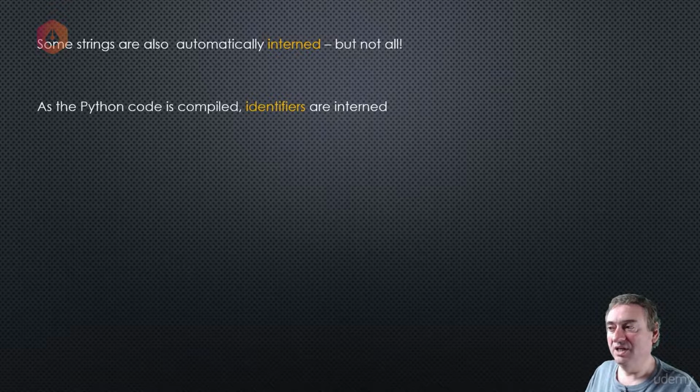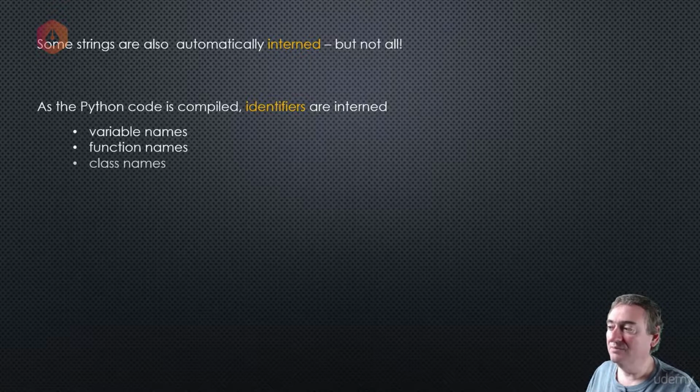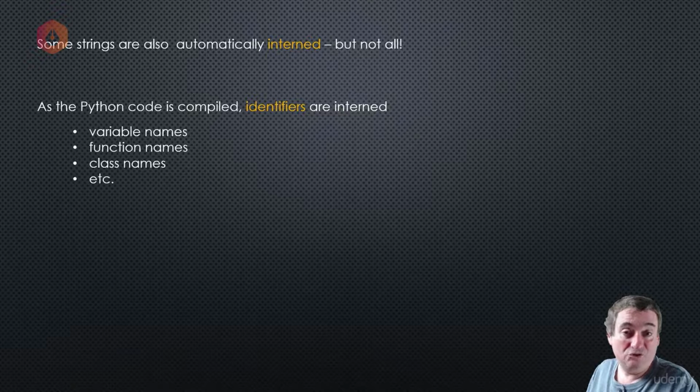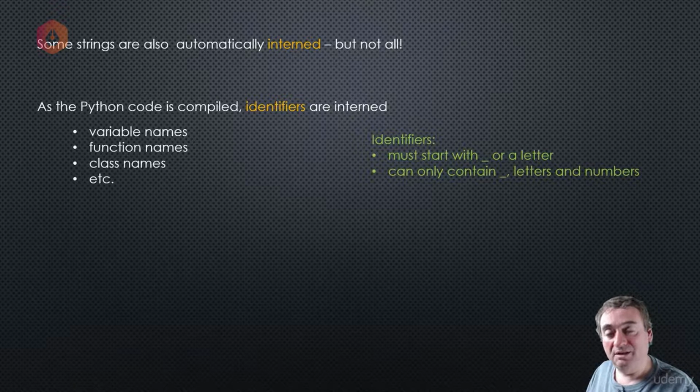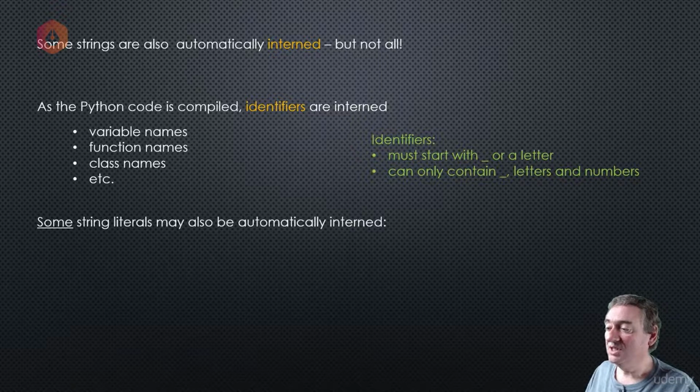Now, as the Python code is compiled, identifiers are interned. Now, what are identifiers? They're things like variable names, function names, class names, and anything else that you use inside your code. Your code is essentially a lot of strings, right? And it gets compiled by Python, and it will intern all these identifiers. Now, just as a reminder, identifiers must start with an underscore or a letter, and then they can only contain underscores, letters, and numbers. So some string literals also get automatically interned.